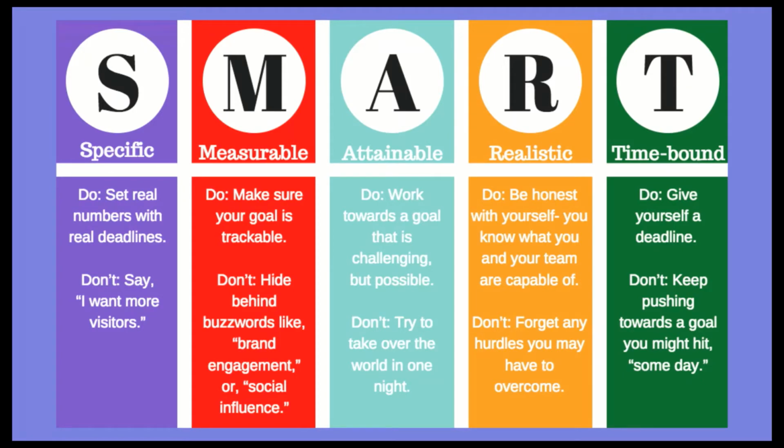And part of being specific, you want to make sure your goal is also measurable, okay? So you can track data to see if you are making progress towards meeting it. Attainable means, do you have the resources to even meet it? Realistic, be honest. Can you achieve this within whatever time span you give yourself? And time bound, give yourself a deadline. That way, you can hold yourself accountable.